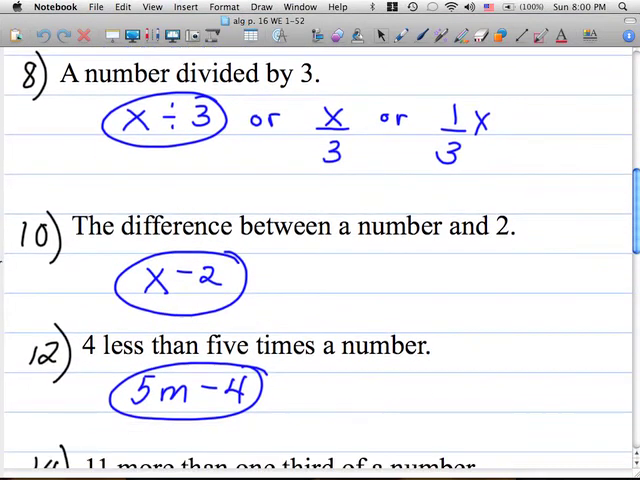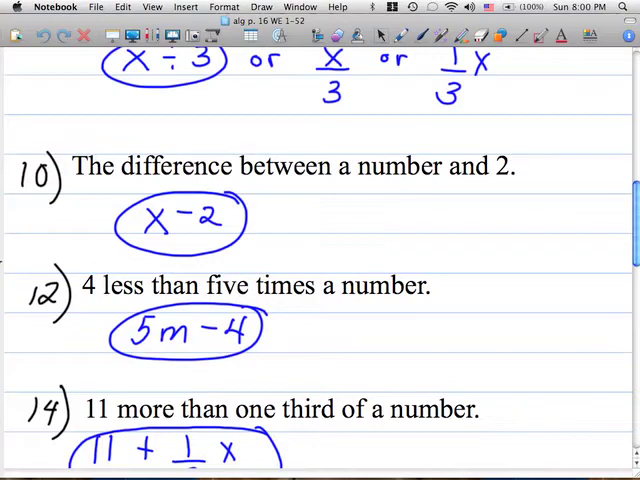Number 10, the difference between a number and 2. Now I see the word difference, but I don't need parentheses here because I'm not doing anything to the difference. I do know that difference means to subtract, so it's going to be a number x minus 2, the difference between some number and 2, x minus 2.